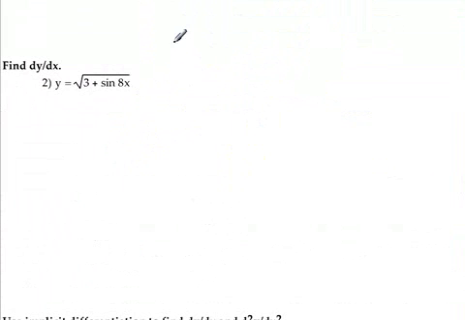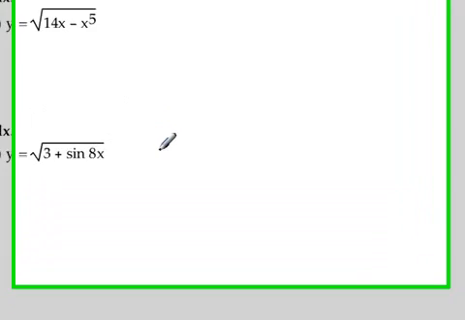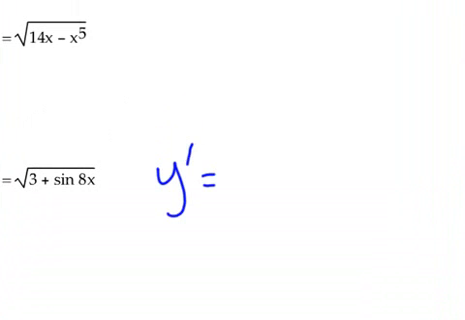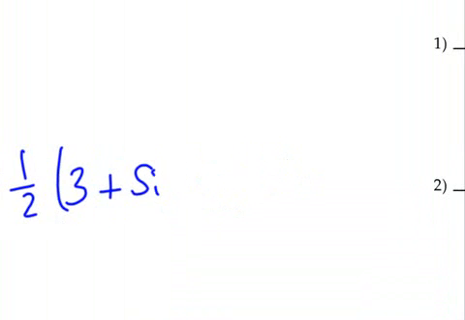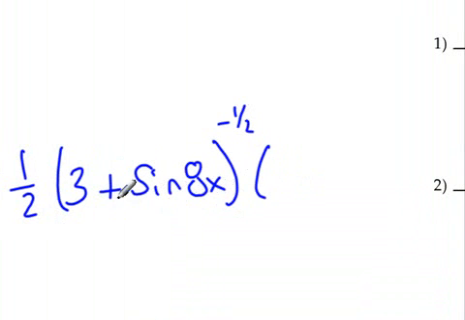Okay, number 2, same thing. We're going to take the derivative. So y prime is equal to 1/2 times the function inside, 3 plus sine 8x to the negative 1/2, and then times the derivative of the function inside, which would be cosine. The derivative of 3 is 0, so that's just cosine.